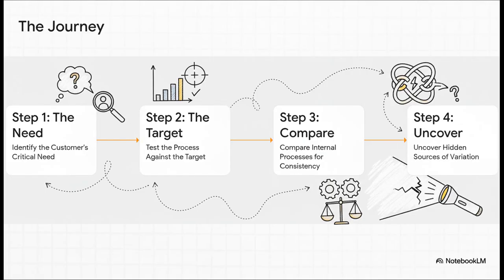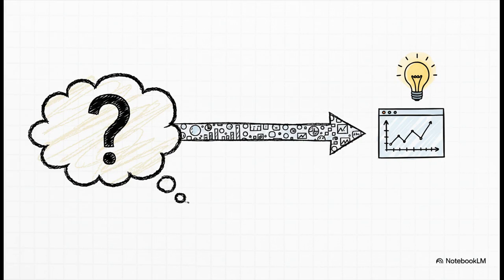You know, this whole thing was a really logical journey. First, they nailed down the customer's critical need. Second, they tested their whole process against that target. Third, they drilled down to compare their internal processes. And finally, boom, they uncovered a hidden source of variation that could have totally wrecked the entire order. And that right there is the real takeaway. The team went from a vague assumption, I think the shifts might be different, to complete statistical certainty. Now they know exactly where the problem is, and they can go fix it before it ever impacts a customer. That is the power of data.